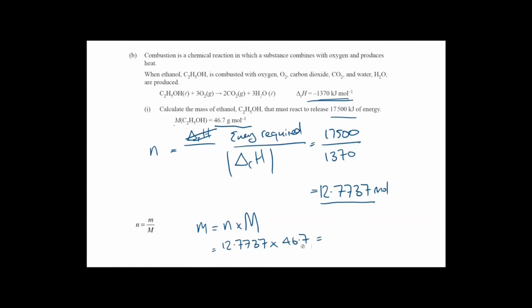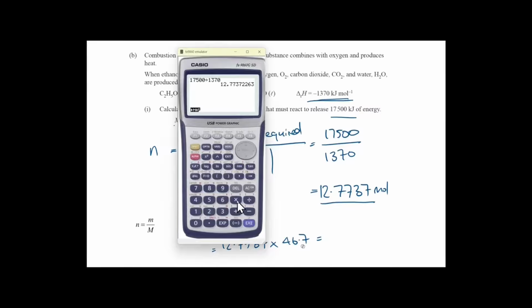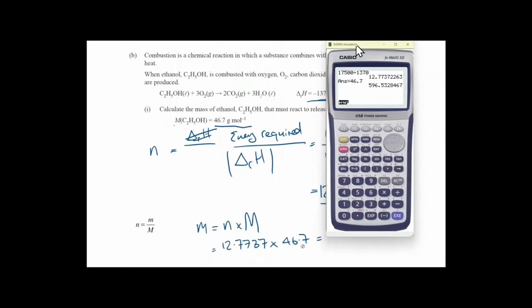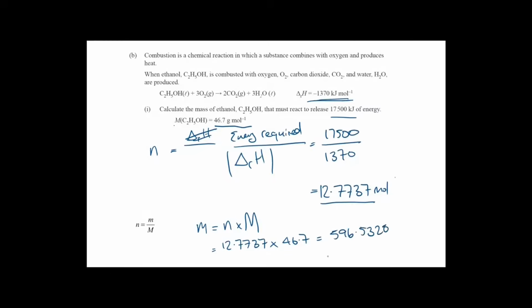So the calculator comes out, it's already there, so times that by 46.7. So 596.5328, and that's going to be grams. Now they don't really want it in that much detail. It looks like they're just using 3 significant figures here for all of these. So that's going to be 597 grams. Very significant figures.